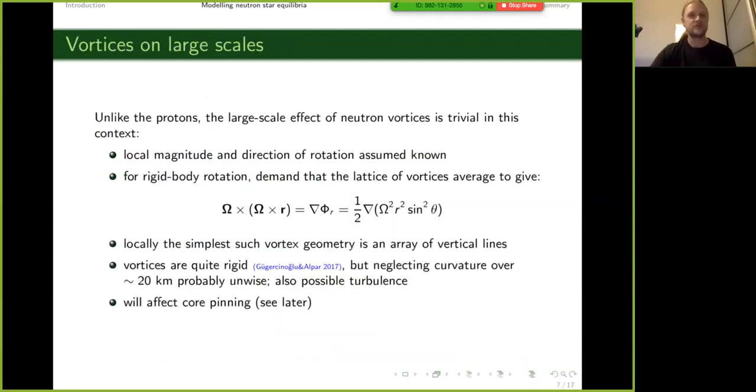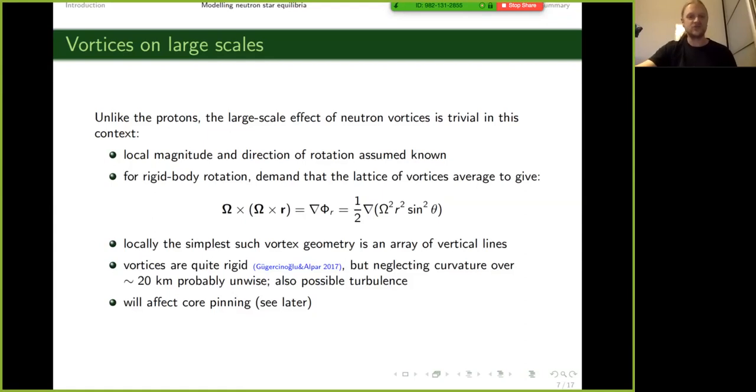Before I move on to that, I'll just pause to talk about the neutrons for a second. The protons are my problem here. The large scale effect of the neutron vortices is, for this problem, kind of trivial. We assume that we know the local magnitude and direction of the rotation, and for rigid rotation, for example, it's the equation you see there. That gives you the rotational potential. You really just demand that whatever your lattice of vortices looks like on a mesoscopic scale, it averages to give the macroscopic force that you want. The simplest geometry that gives you that is an array of vertical lines.